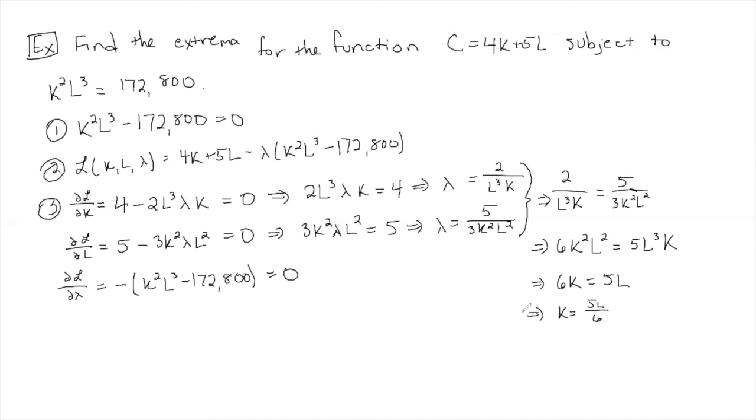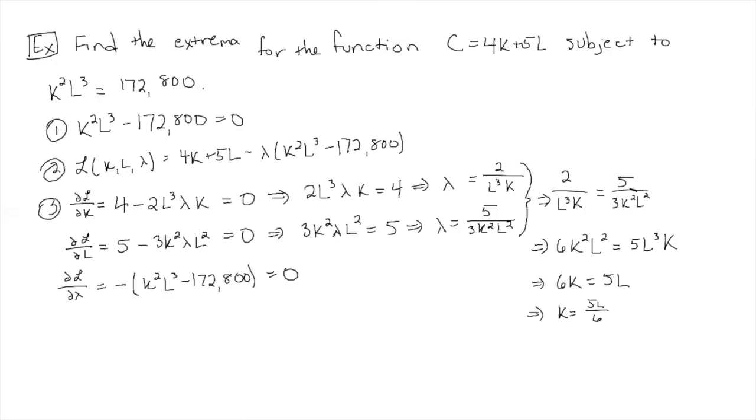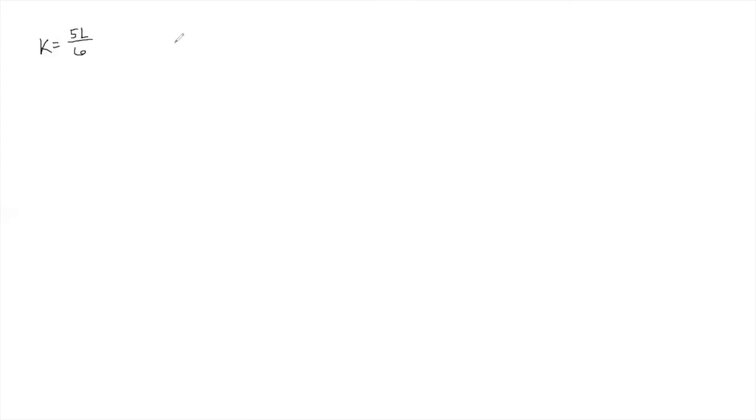Great. Now we take this and we plug it into the constraint. So let's do that. What are the things I need? I need K equals 5L over 6. And to remind myself of this, K squared L cubed minus 172,800. Let's see. Yeah, all right. So we can multiply by a negative, as always, equals 0.